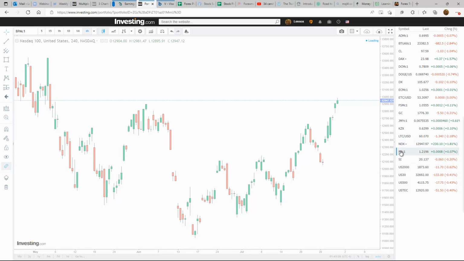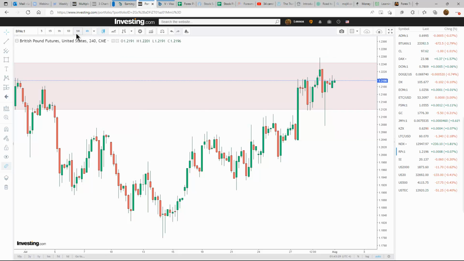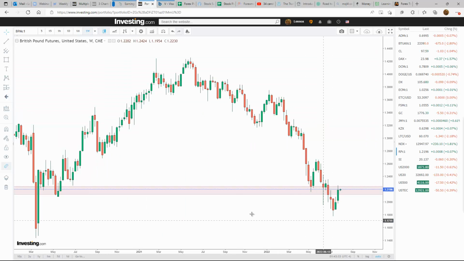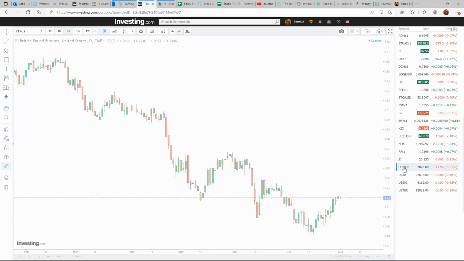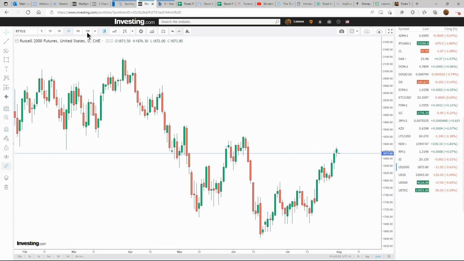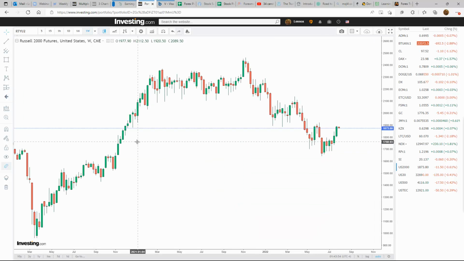Let's take a look at the British pound first. British pound on a weekly, also back down into support and trying to push back to the upside. So weakness in the US dollar will push and propel the British pound to the upside. So a little bit of strength in the British pound short term at least.